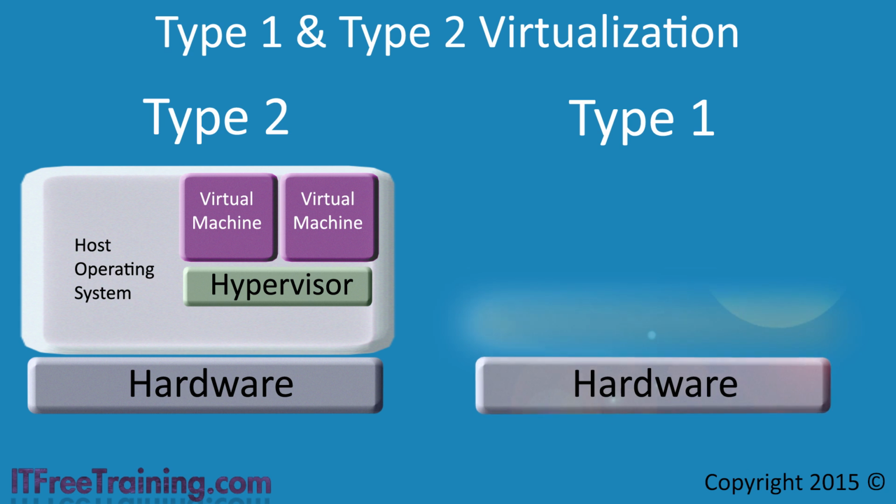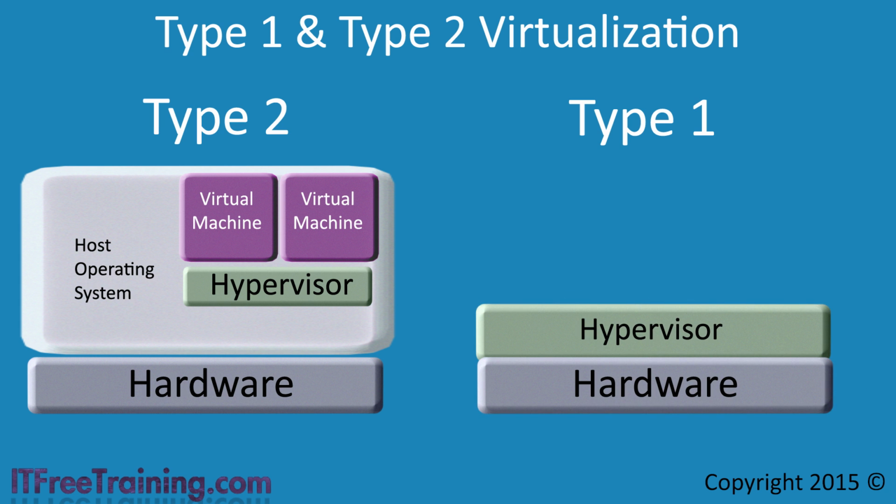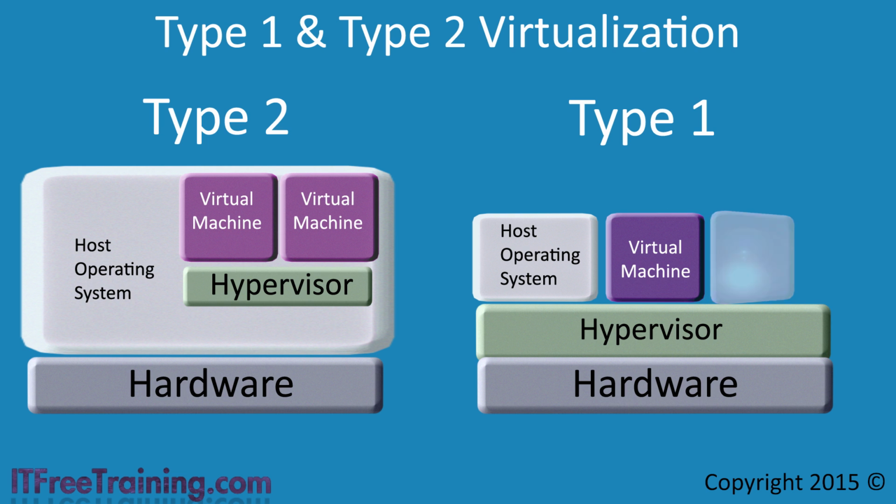On the hardware layer, the hypervisor is installed on top. The difference with Type 1 is that the operating system runs on top of the hypervisor. If any virtual machines are installed, they also run through the hypervisor. Type 1 virtualization offers better performance than Type 2.